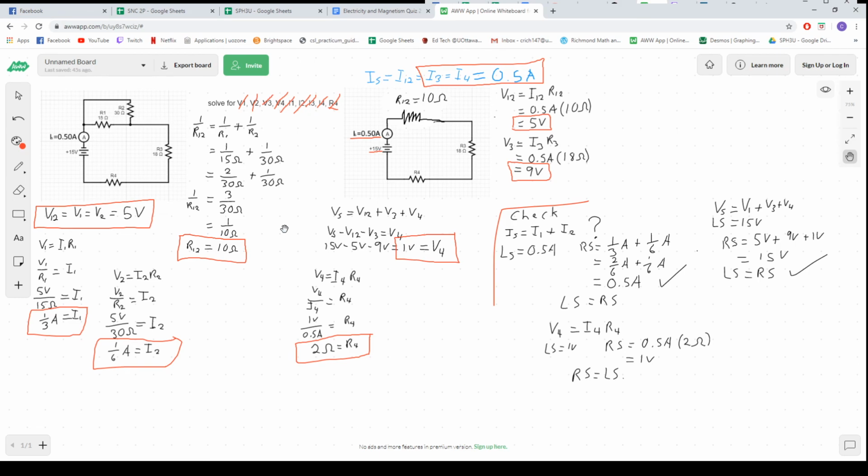Anyway, that's everything that we need to solve for. So practice up over the weekend, and good luck on your circuit solving.